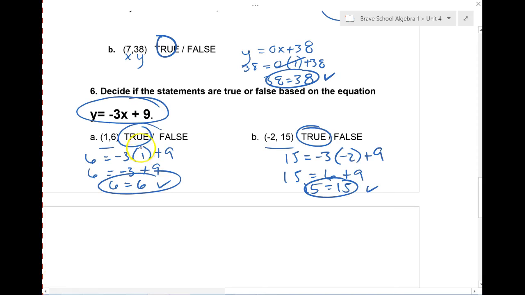So after you work them both out, I plug in 1 here, and 6 here for y, and I end up with 6 equals 6, so that's true. And here also I plug in -2. -3 times -2 is +6, and 6 plus 9 is 15. So that is also true. Okay, that's it for this video.